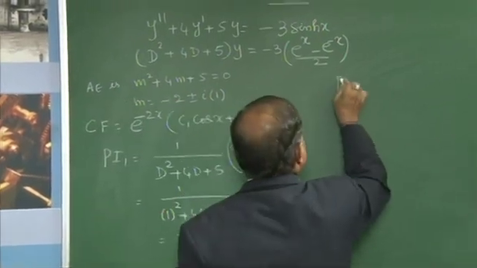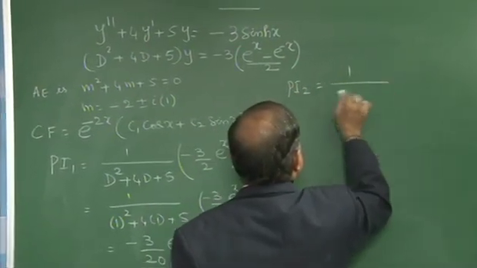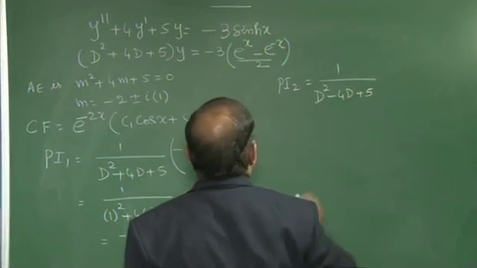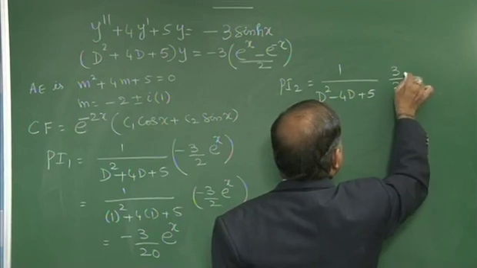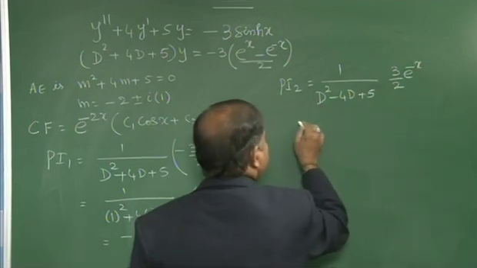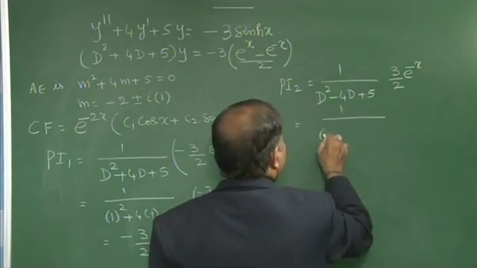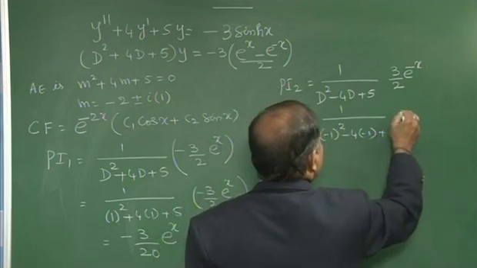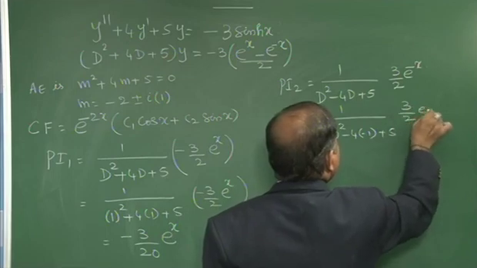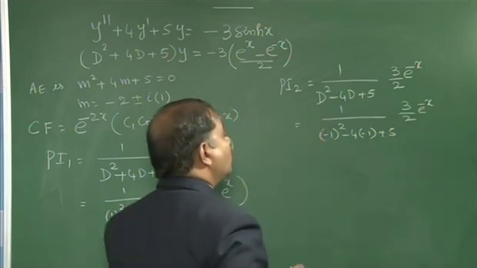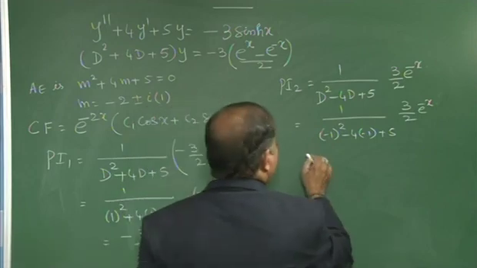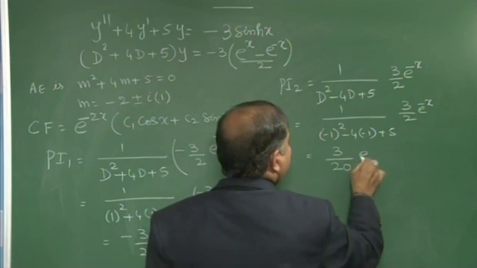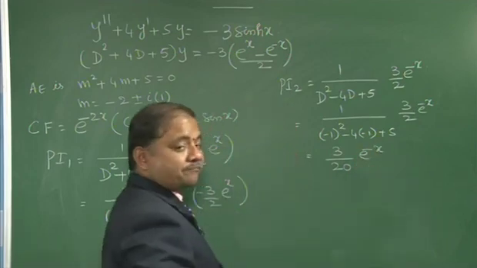Second PI, 1 by d square plus 4d plus 5 acting on 3 by 2 e power minus x. So 1 by minus 1 square plus 4 into minus 1 plus 5. Simplify it, 1, 4, totally 10, again it is 20. So 3 by 20 e power minus x.